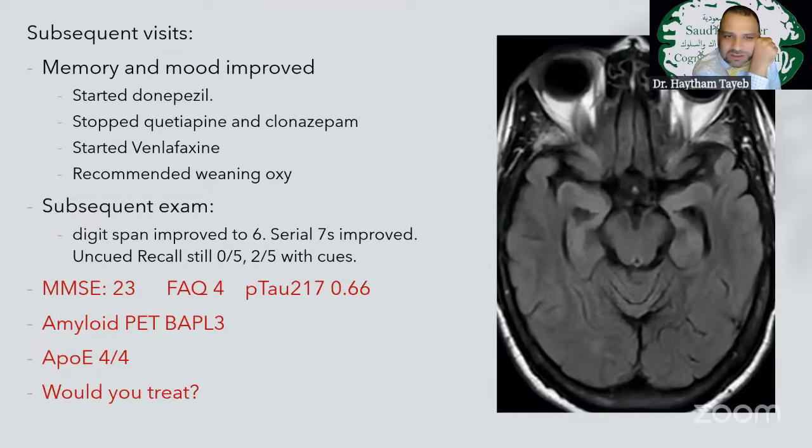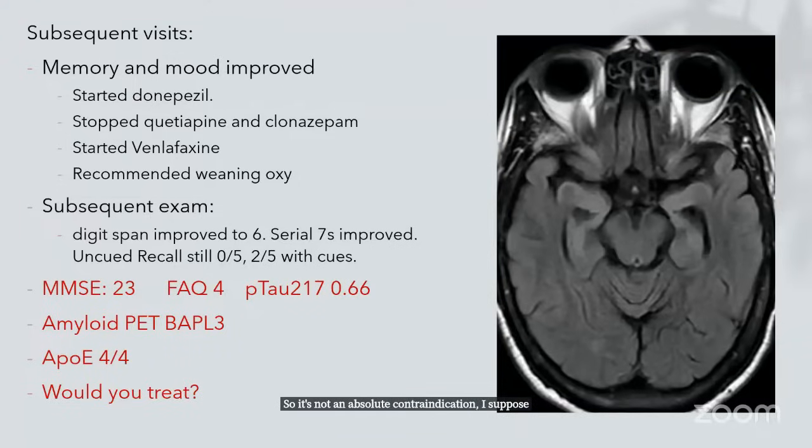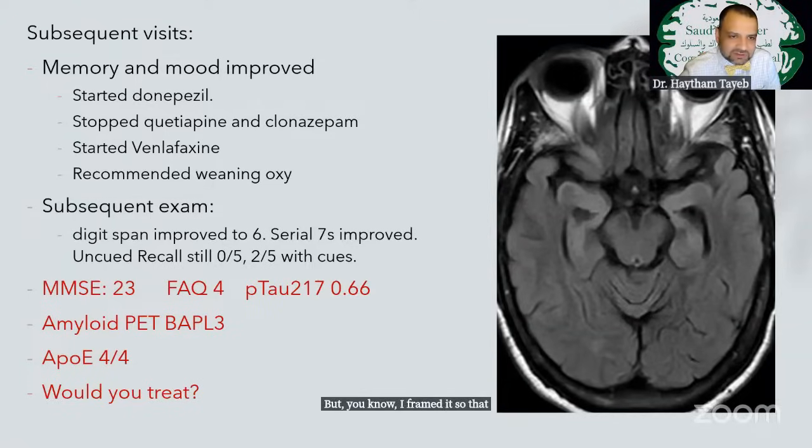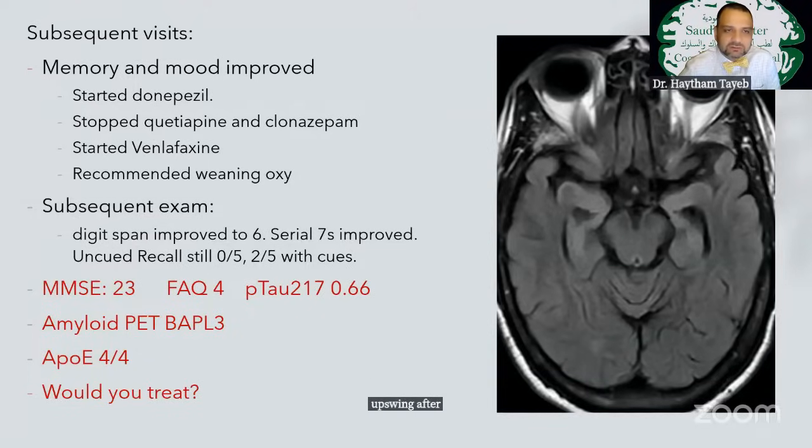And if they ended up declining, when we found out that she's ApoE epsilon 4 homozygous, she ended up declining. They said they would think about it. So it's not an absolute contraindication, I suppose. But I framed it so that in these early days we'd minimize complications, and it was sort of easy because she was on the upswing after coming off of her medicines.